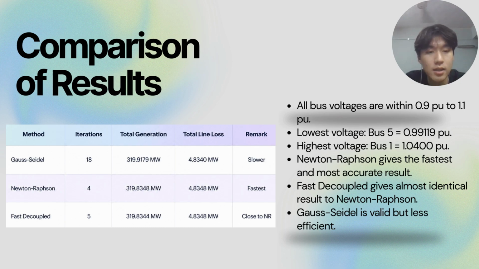This means that the 9-bus system remains stable under the normal operation condition. Based on the convergence performance, the Newton-Raphson method is the most suitable method because it converges the fastest and gives a very small mismatch. The fast decoupled method is also reliable because its result is almost identical to the Newton-Raphson. Gauss-Seidel is acceptable, but it is less efficient because it requires more iterations.